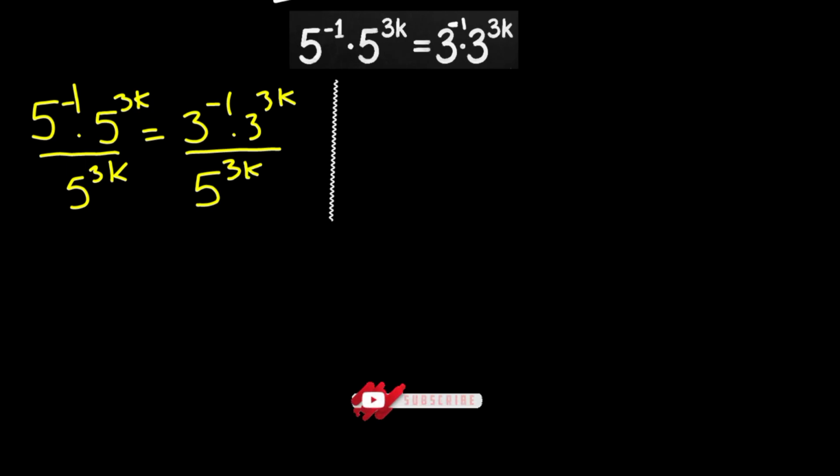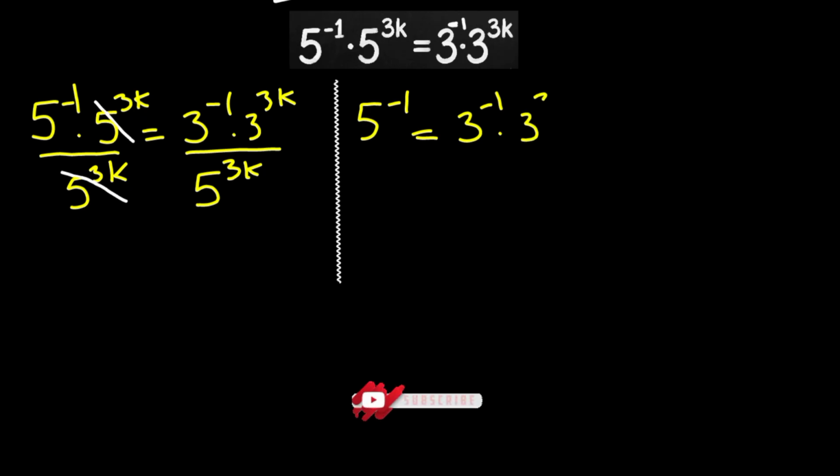And then after doing that, from basic algebra, we know that 5 to the power of 3k cancels 5 to the power of 3k. And then we'll be left with 5 to the power of minus 1 equals 3 to the power of minus 1 times 3 to the power of 3k, and this divided by 5 to the power of 3k. We are going to be doing something brilliant next.